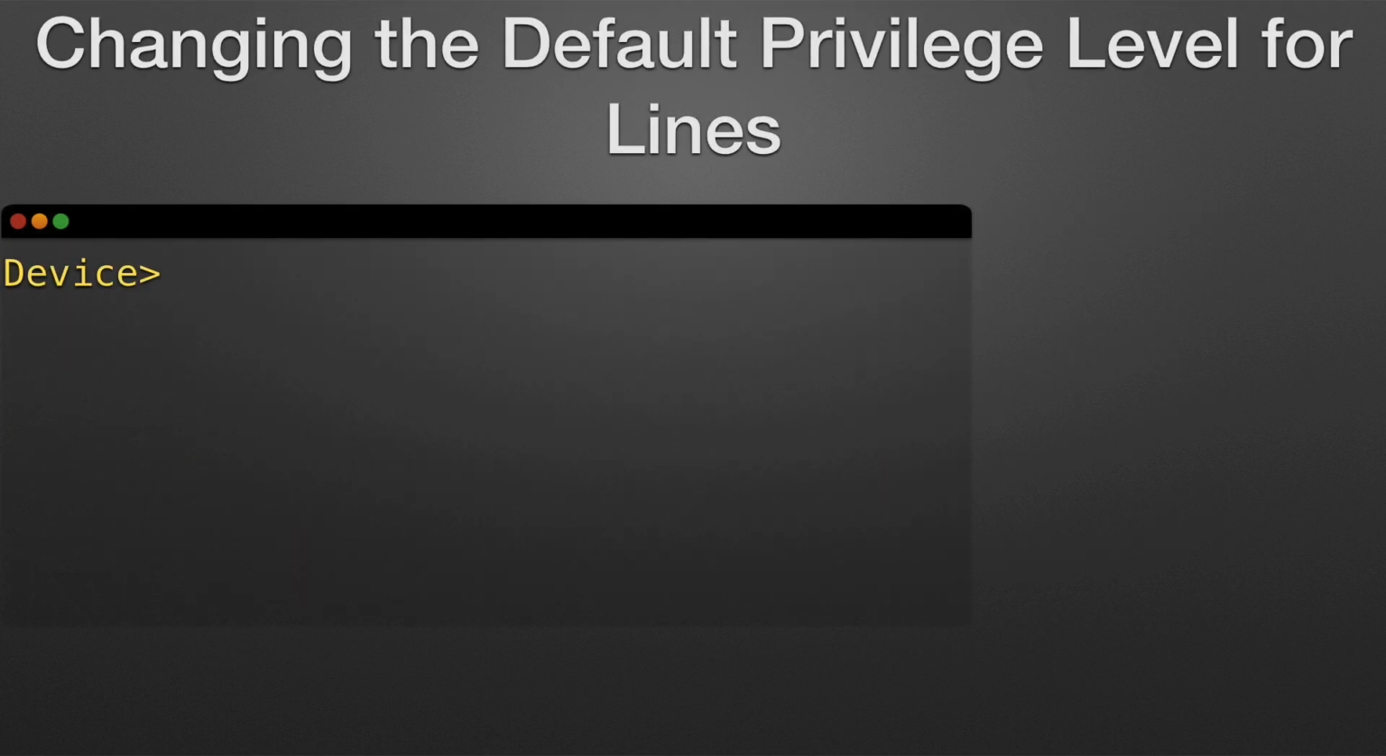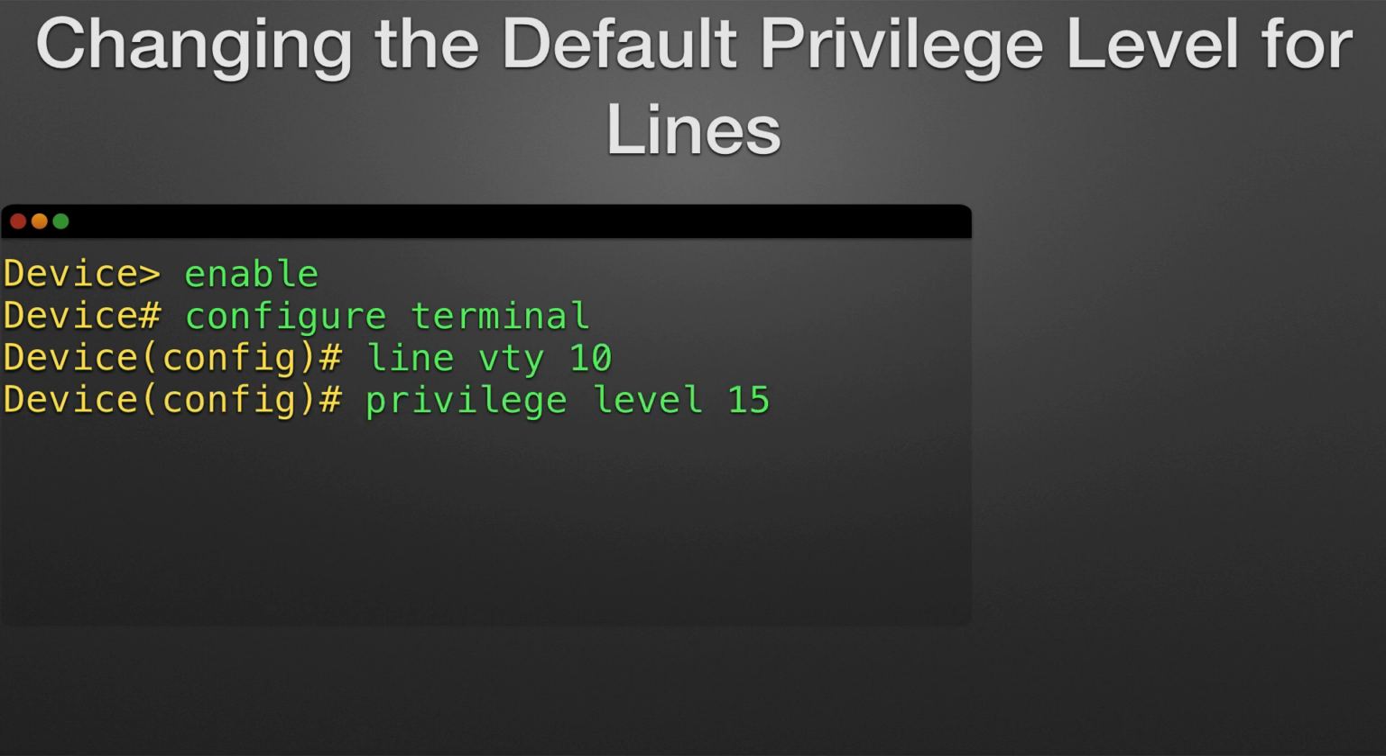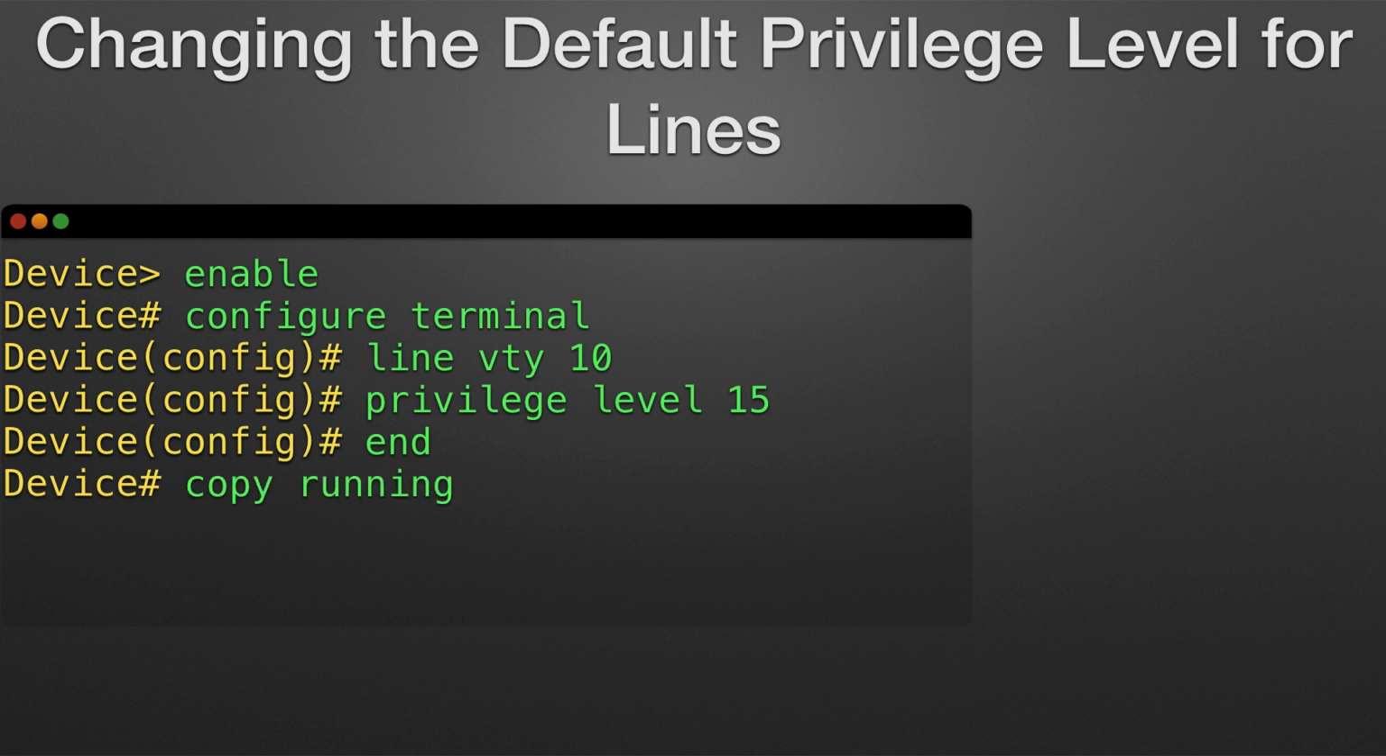Changing the default privilege level for lines. Follow these steps to change the default privilege level for the specified line. For level, the range is from 0 to 15. Level 1 is for normal user exec mode privileges. Level 15 is the level of access permitted by the enable password.